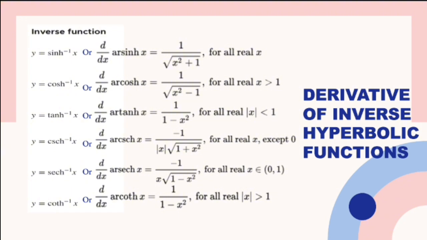Y equals inverse hyperbolic secant, or d over dx arc secant x equals -1 over x times the square root of 1 minus x squared, which is x all real except 0 and 1. Lastly, y equals inverse hyperbolic cotangent, or d over dx arc cotangent x equals 1 over 1 minus x squared, which is x all real greater than 1.